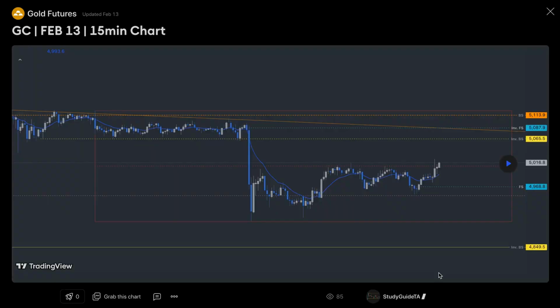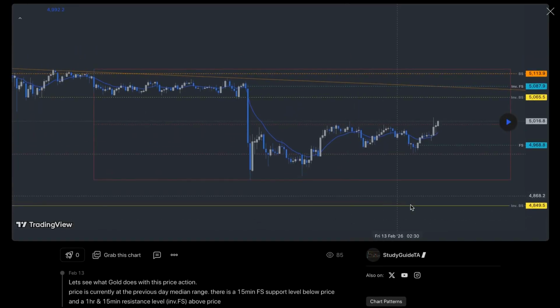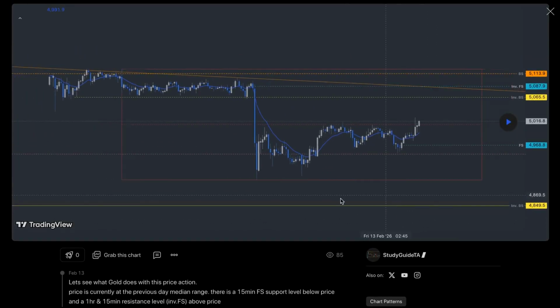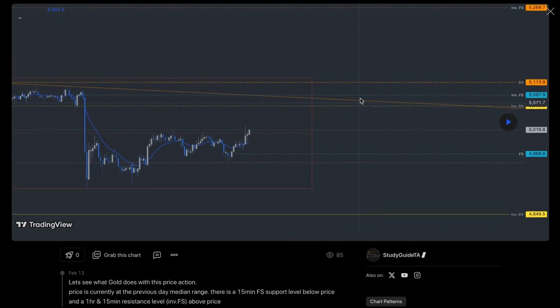This is a 15-minute time frame chart of gold futures, and I posted it on February 13th. So it will show how price will move through this daily time frame, and then move through this higher time frame. The 4 hours are orange and the 1 hours are yellow.